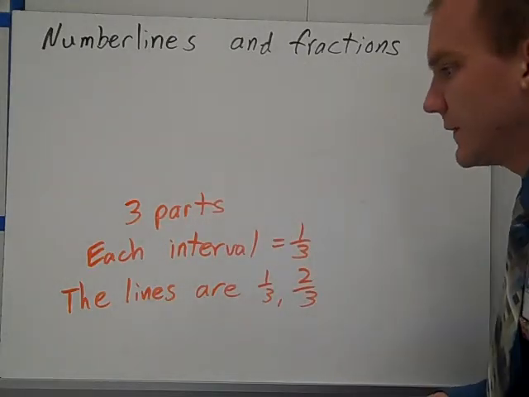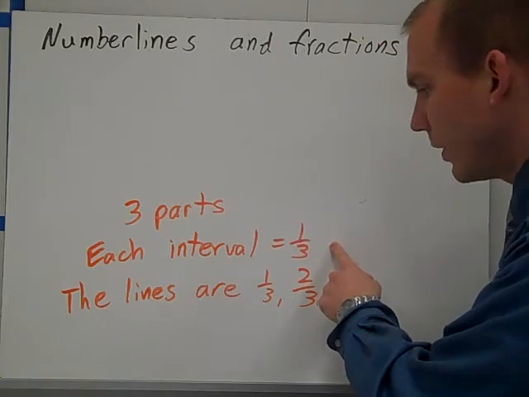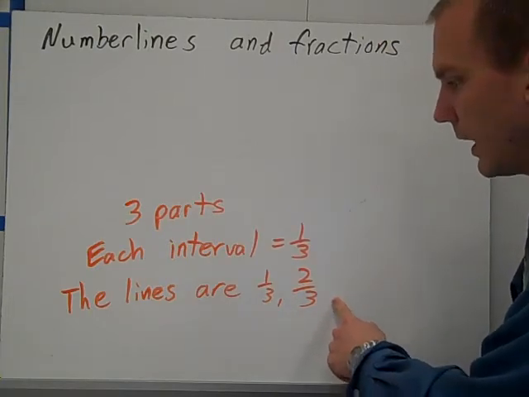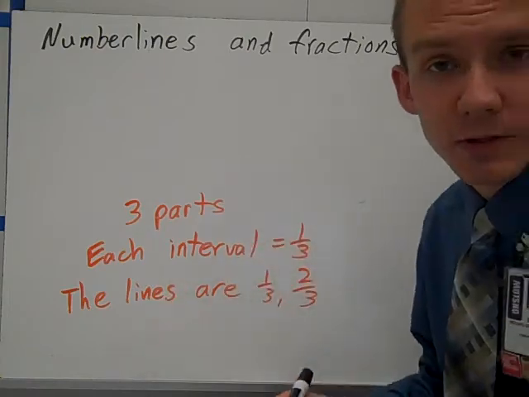Number lines and fractions. Let's go ahead and draw a number line that has 3 parts. Each interval is 1/3, and the lines are 1/3 and 2/3. So we're going to put thirds on a number line.